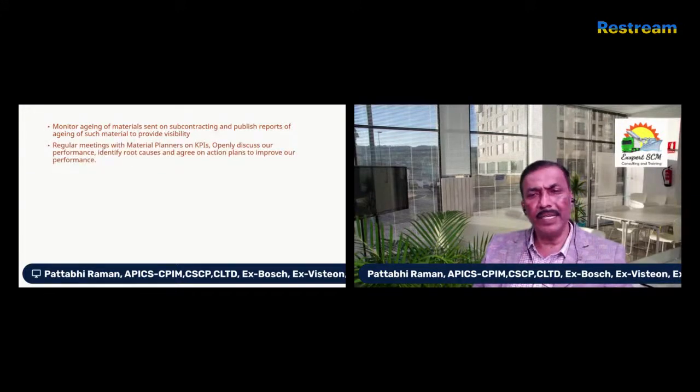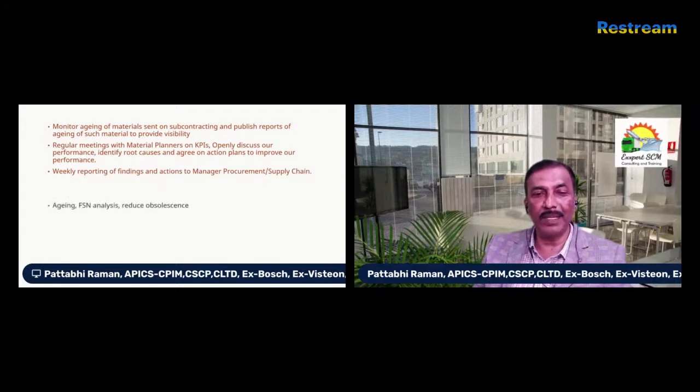A regular meeting with the material planner on KPI, discuss our performance, identify root cause. Once again, this is a repetition. I am seeing this KPI related activity coming 3 or 4 times, and weekly reporting of findings and action to the managers. So all this seems to be reporting, except the first statement, which is a core activity of a planning guide, and it's one of the important inventory control techniques.